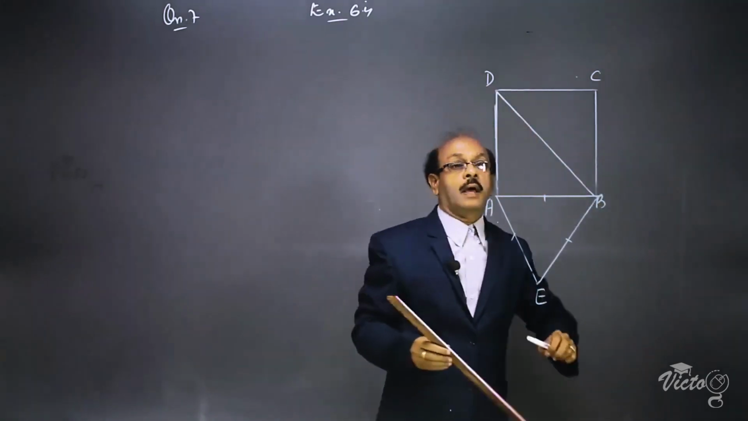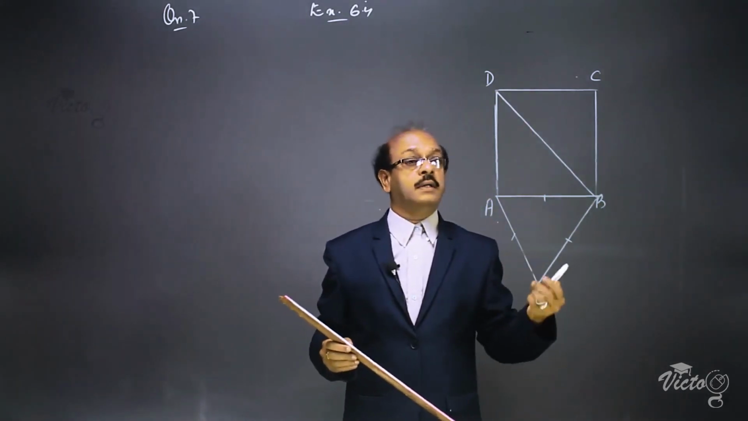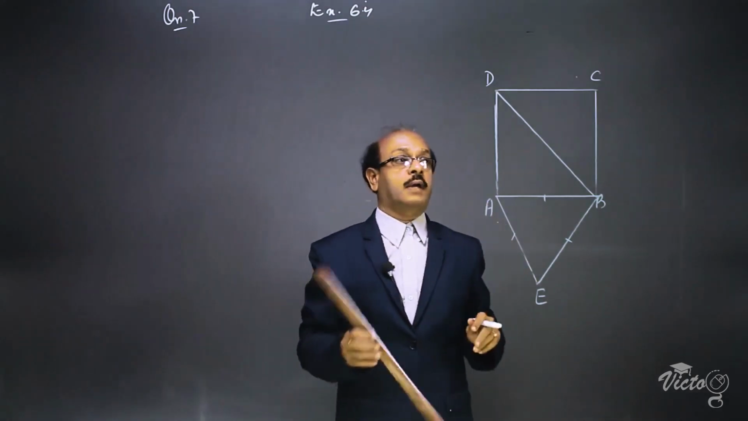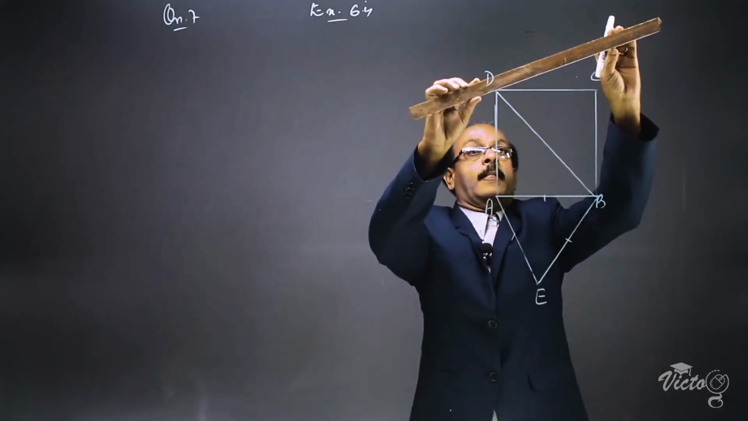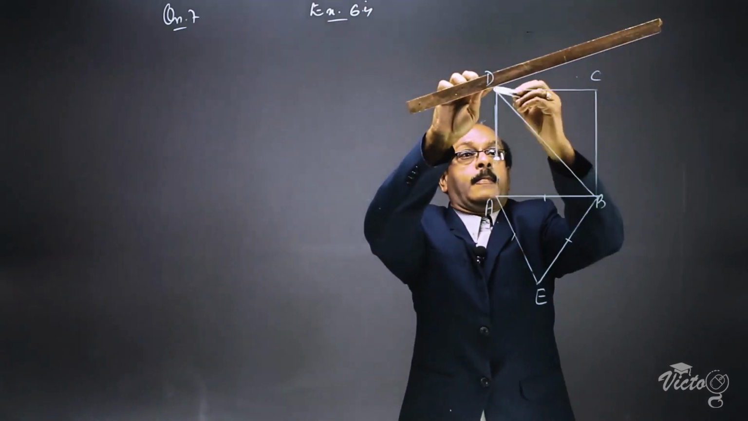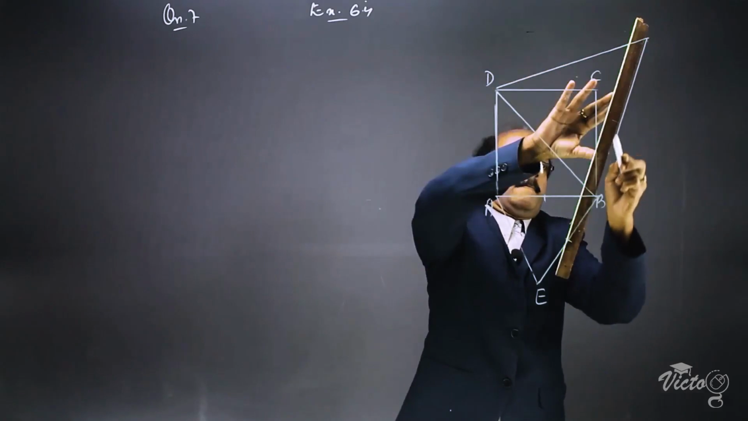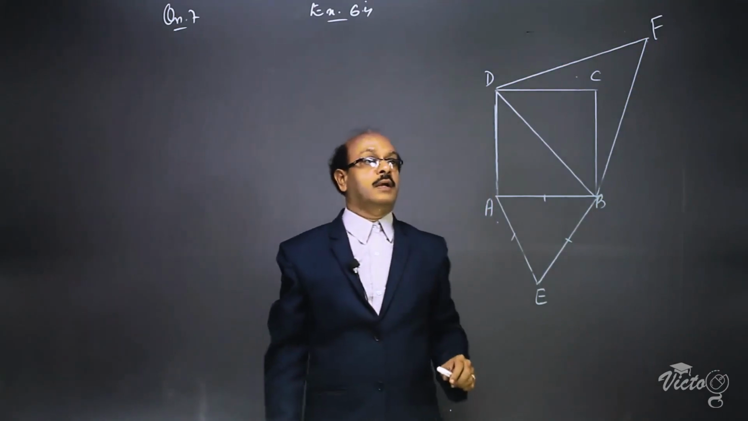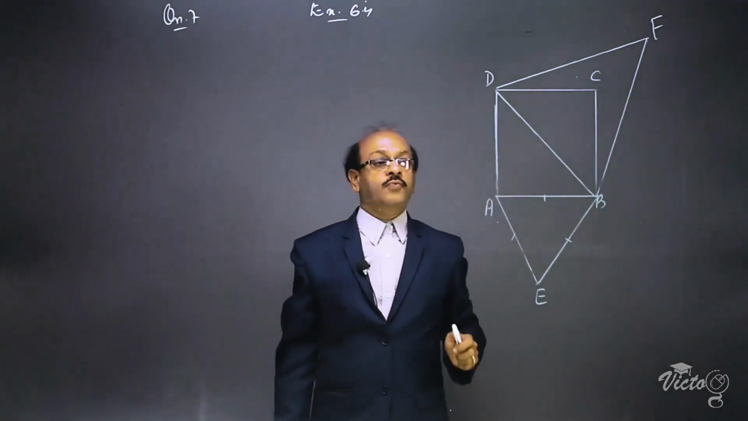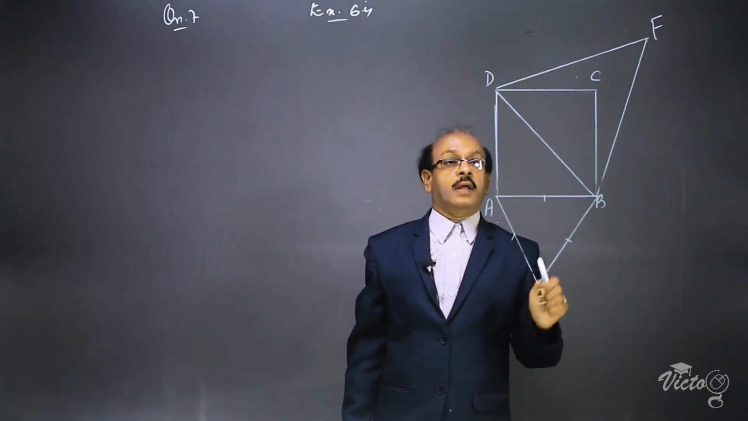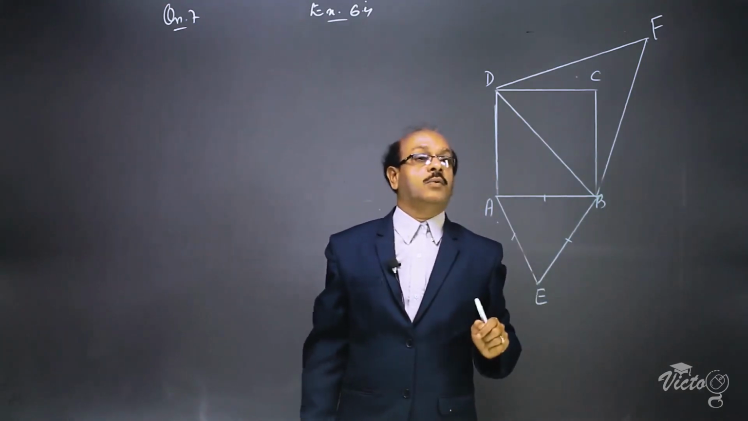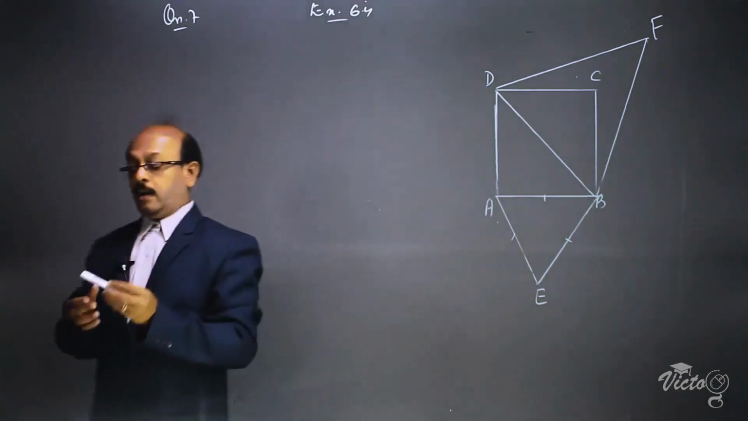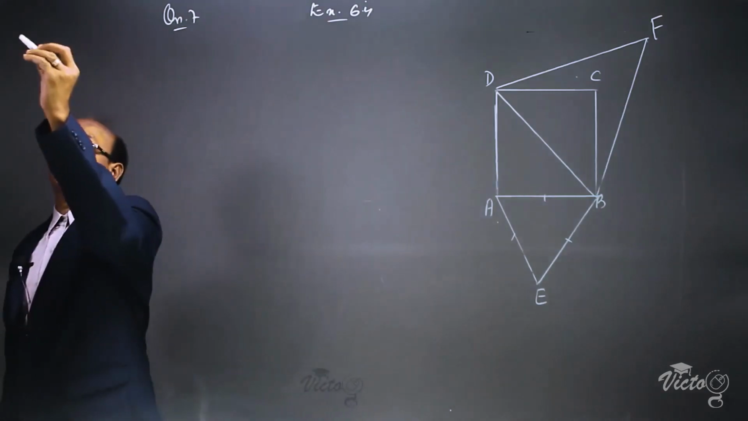Now we have to construct another equilateral triangle whose side is equal to the length of the diagonal. Calling the new vertex F, triangle BDF is also an equilateral triangle, the length of whose one side is equal to the length of the diagonal BD.